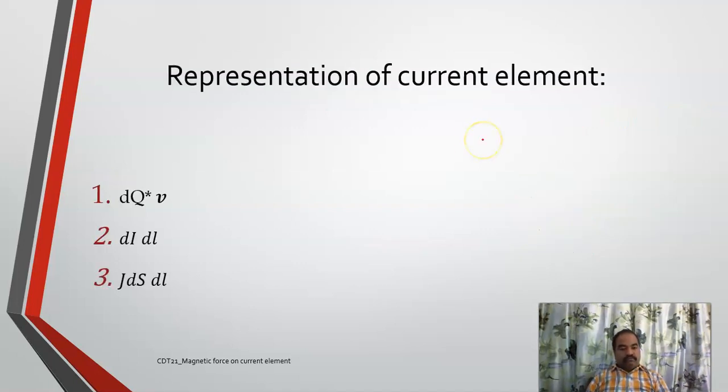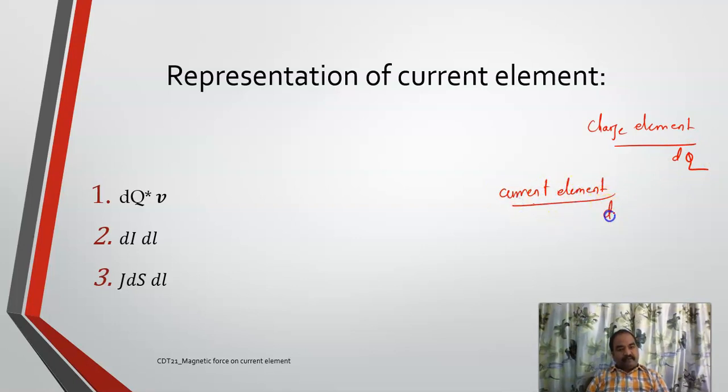So finally, current elements. We have seen charge elements, right? Charge element is represented by dq. Similarly, current element is represented by di into dl, or in other terms, I into dl. Current and the amount of length through which the charge has moved, I into dl.